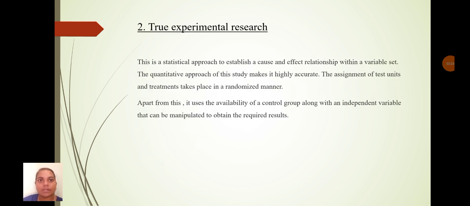True experimental research. This is the statistical approach to establish a cause and effect relationship within a variable set. The quantitative approach of this study makes it highly accurate. The assessment of test units and treatments takes place in a randomized manner. Apart from this, it uses the availability of a control group along with an independent variable that can be manipulated to obtain the required results.